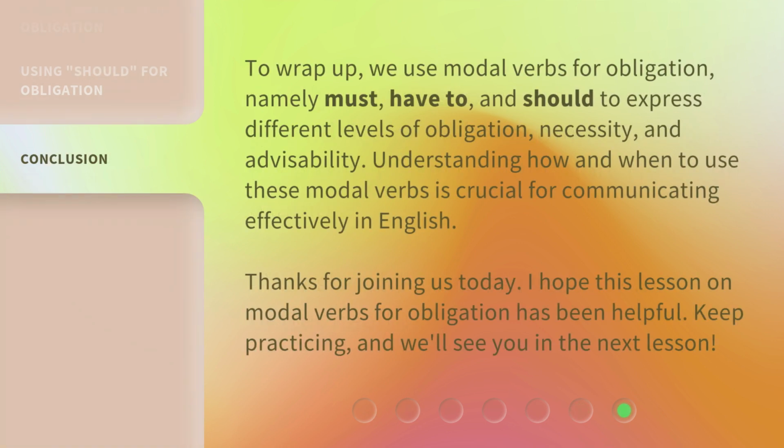To wrap up, we use modal verbs for obligation, namely must, have to, and should to express different levels of obligation, necessity, and advisability. Understanding how and when to use these modal verbs is crucial for communicating effectively in English.